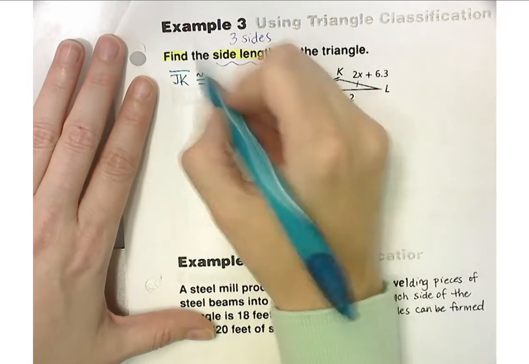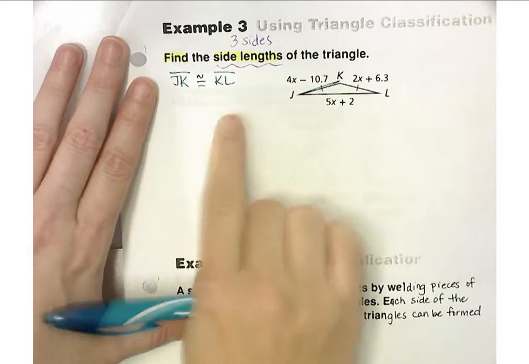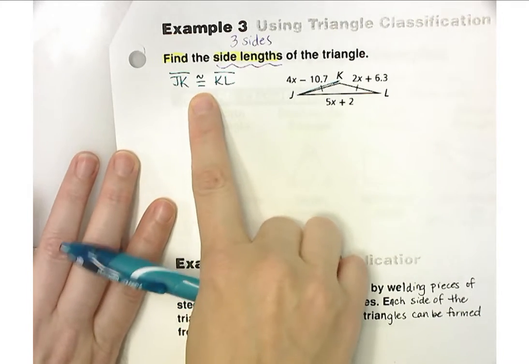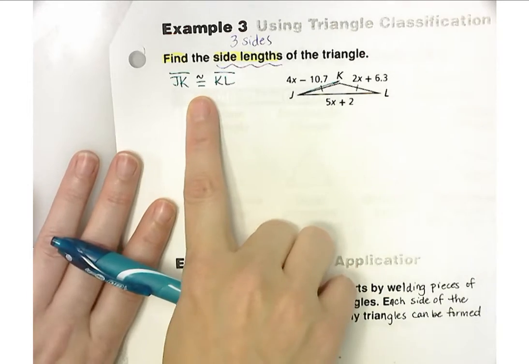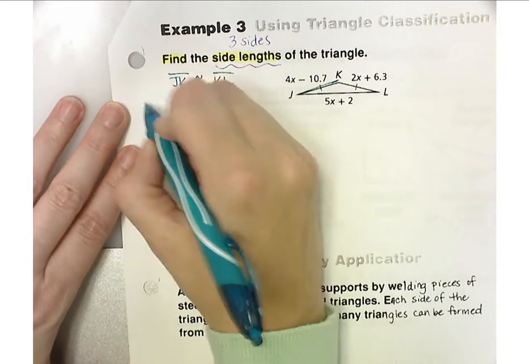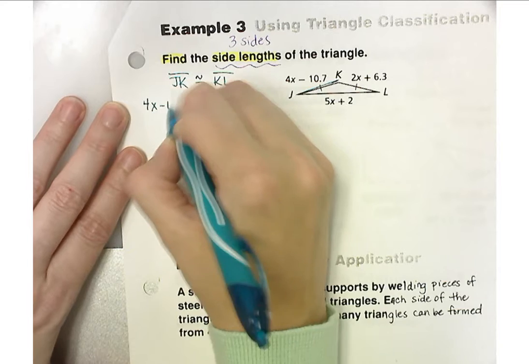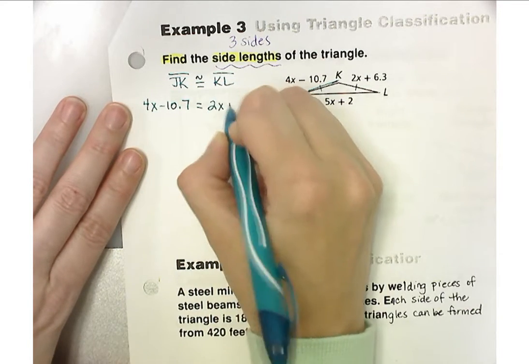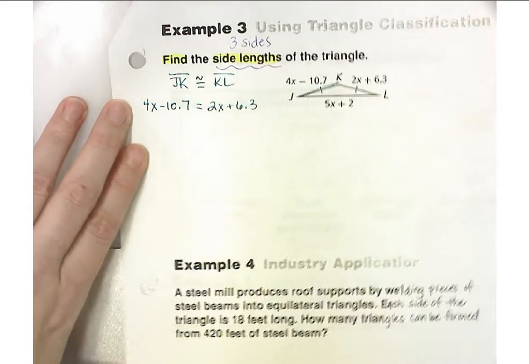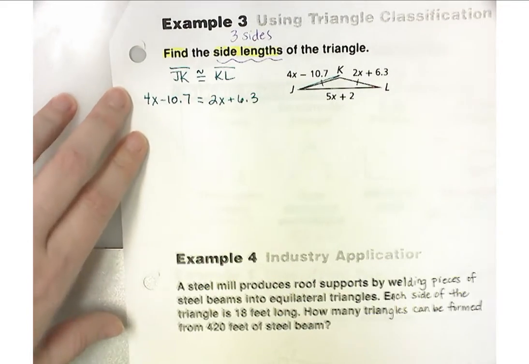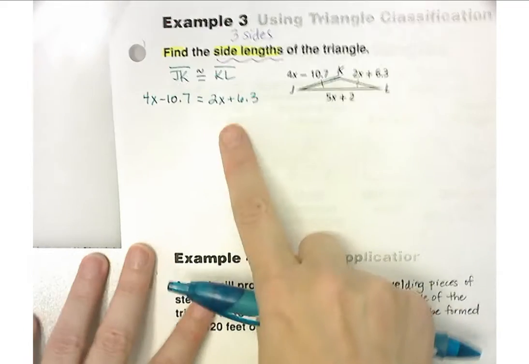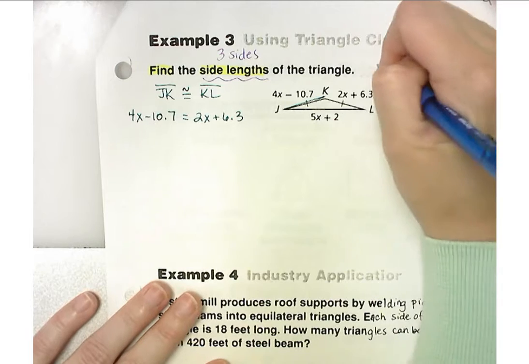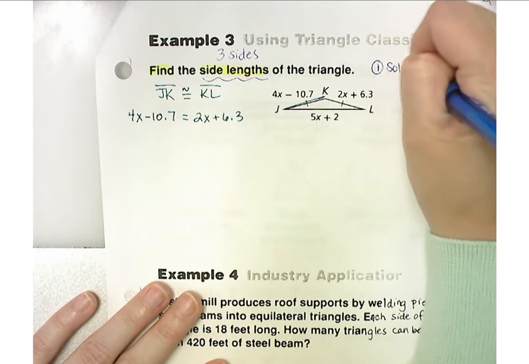Good. Okay, so if we know those are congruent, based on the definition of congruent sides, I know that the measures are equal. So I can go ahead and plug in 4x minus 10.7 for JK and set that equal to 2x plus 6.3 for KL. So then when I do this, what I'm keeping in mind is my first step is going to be to solve for x.